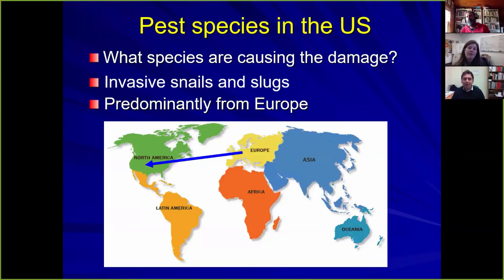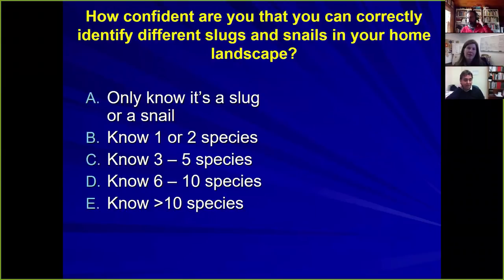And I'd like to tie that in with some survey questions. The first question I have for you is I'd like to know how confident you are that you can correctly identify different species of slugs and snails in your home landscape. So if you only know it's a slug or a snail, then you take the first option. If you know 1 or 2 species, you'd go with the second option. 3 to 5 would be the third option. 6 to 10, fourth option. And if you know more than 10 species, well then you should probably be giving this webinar with me. That's a pretty remarkable feat, but you would select option 5 for that.